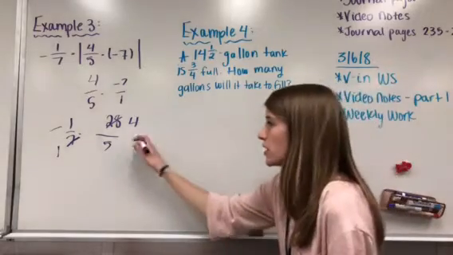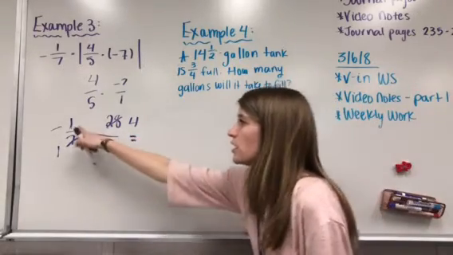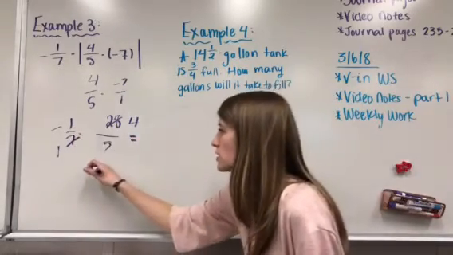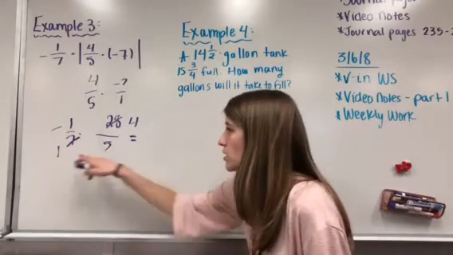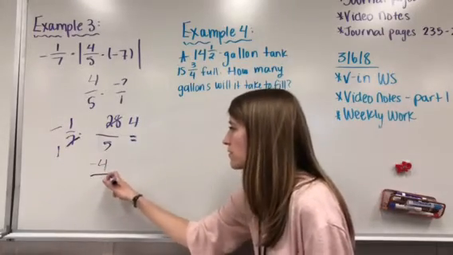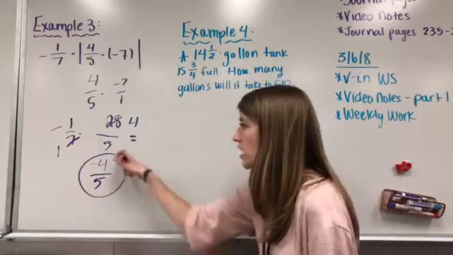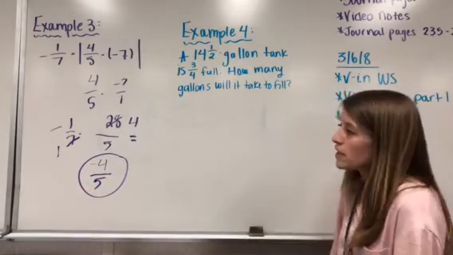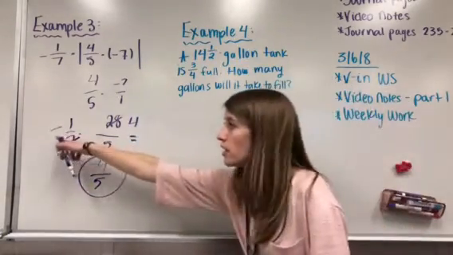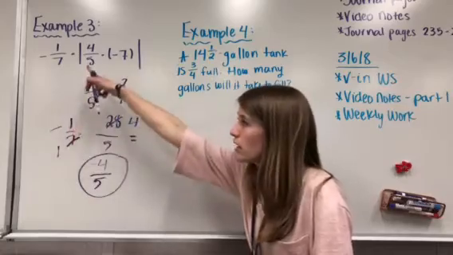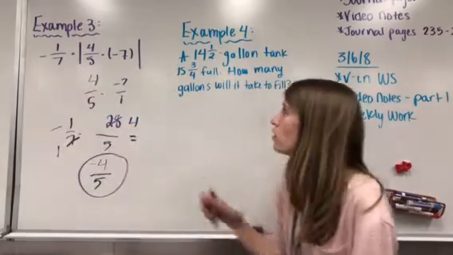Now this makes my multiplication, again, a little bit easier. Negative 1 times 4 is negative 4. 1 times 5 is positive 5. My final answer is negative 4 over 5. In this case, I kept the negative, again, with the numerator. So negative 1/7 is negative 1 over 7.